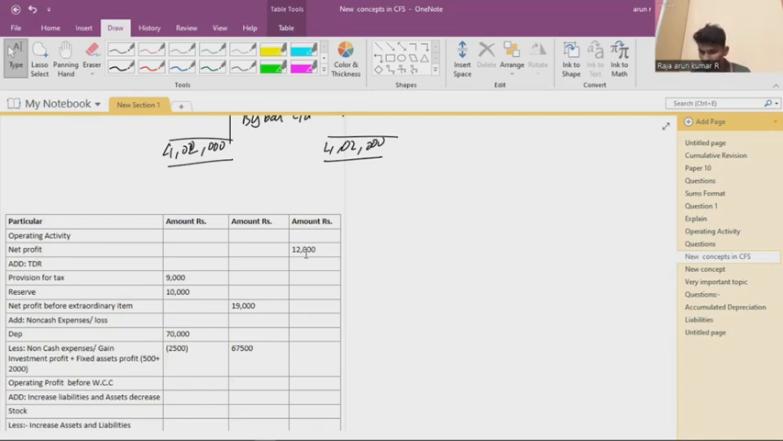We add with that both 19,000 and 67,500. 19,000 plus 67,500 equals 86,500, plus 12,000. Is that coming to around 98,500? Okay, it will become that.